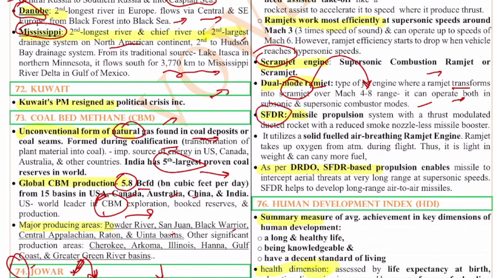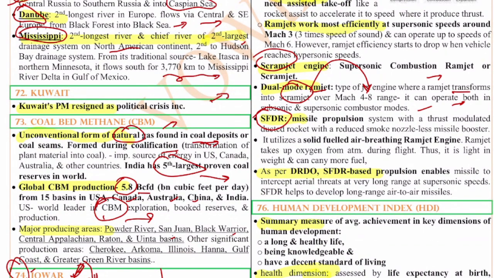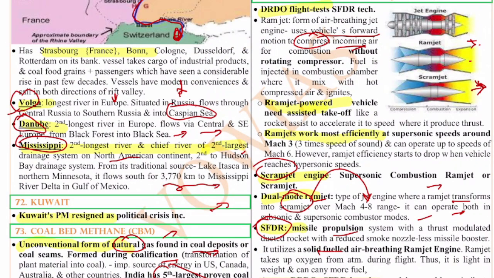And the SFDR, solid fuel ducted ramjet, is a missile propulsion system with a thrust modulated ducted rocket with a reduced smoke nozzle which is less than the missile booster. And it uses a solid fueled air breathing ramjet engine. So in simple words, ramjet and scramjet are two major engines. Ramjet is that engine which functions in the supersonic speeds. Ramjet functions supersonic, that means from Mach 3 to Mach 6.